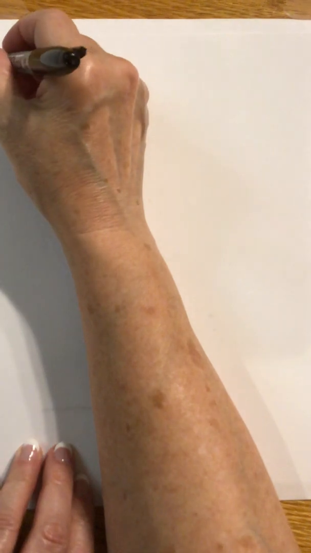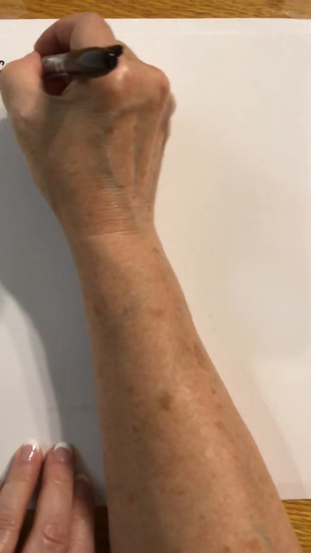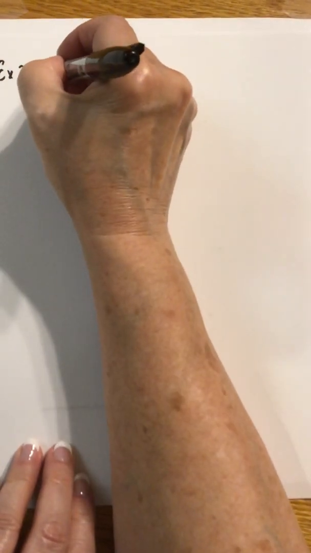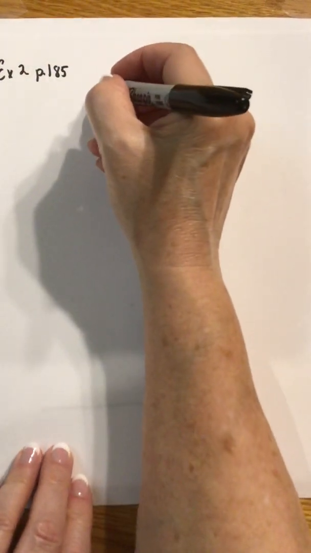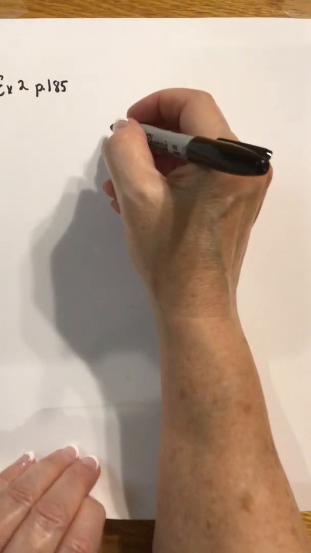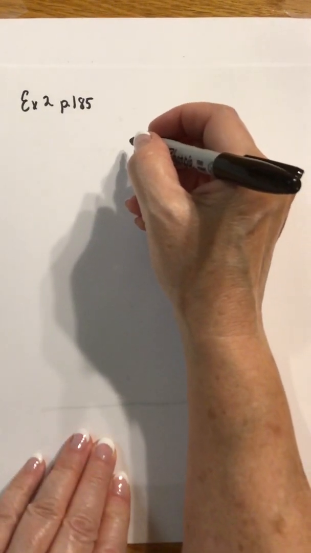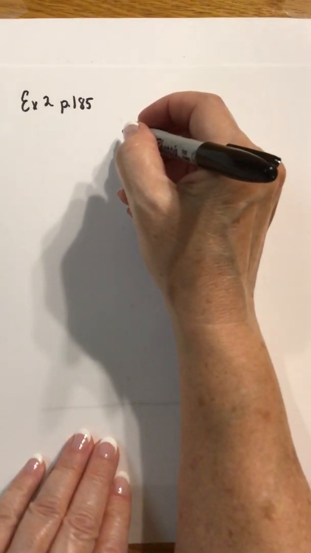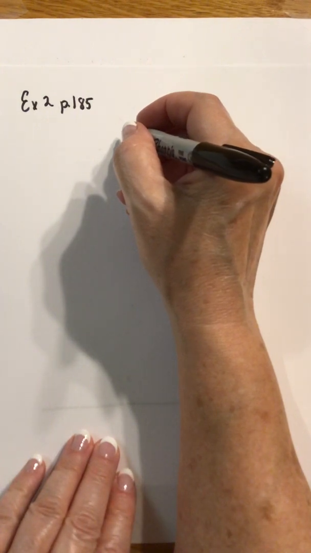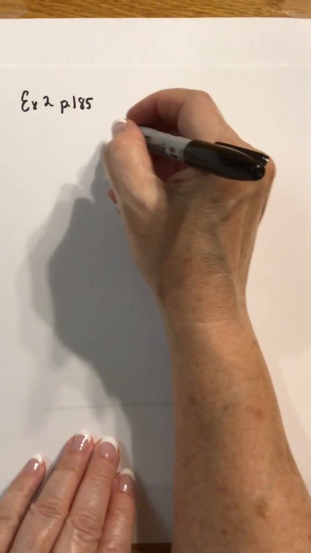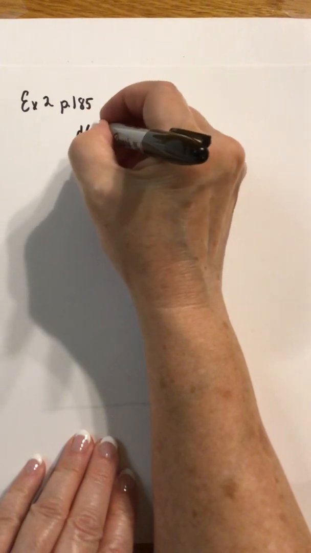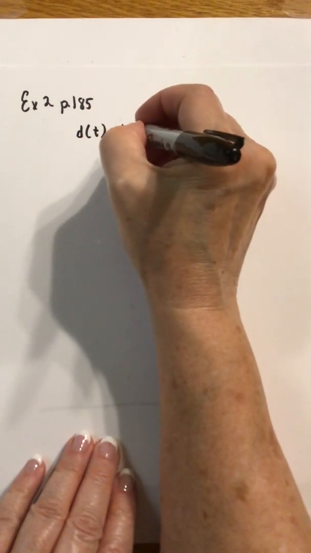Next thing we're going to look at is an example that has an application to it. This one's in the book if you want to look it up. Example number 2, page 185. Okay, so we have a situation of dropping an object off of a tall cliff. The distance it's fallen is d of t equals 16t squared.